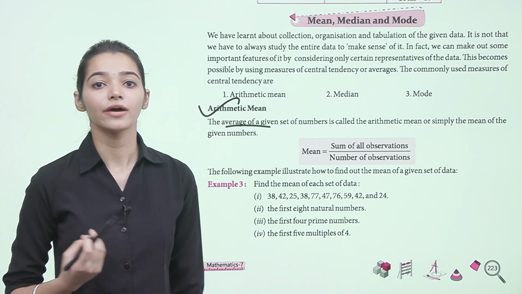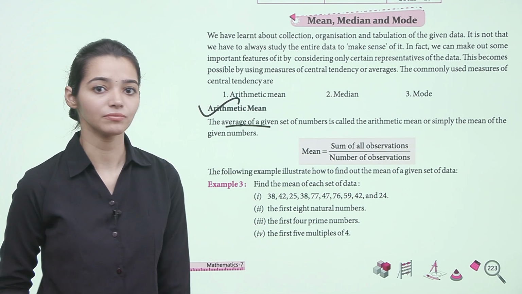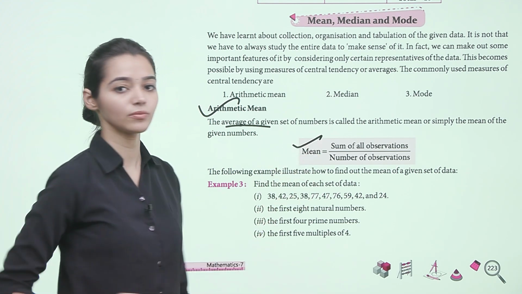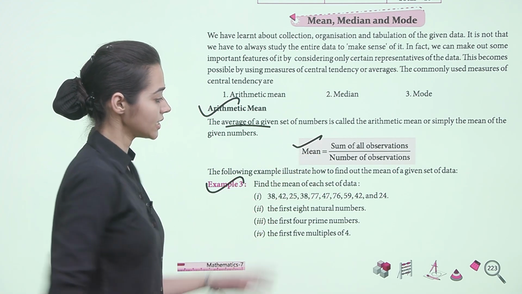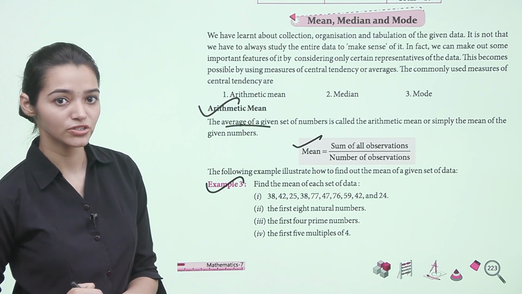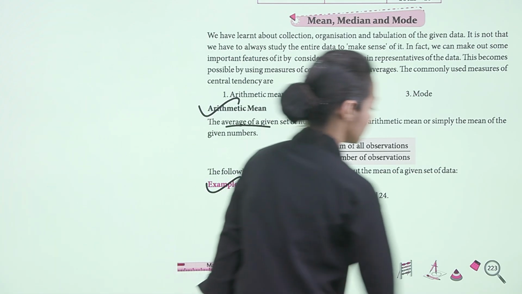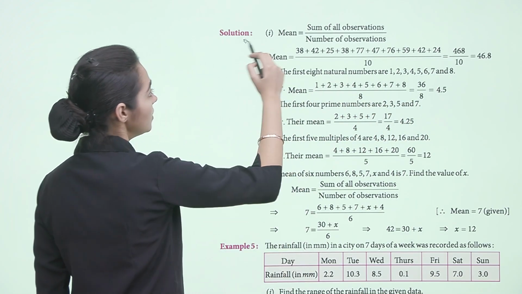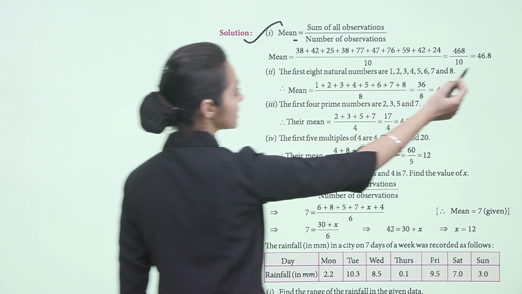Arithmetic mean is what? The average of a given set of numbers, or simply the mean. Mean is the sum of all observations upon the number of observations. In this example, we have to find the mean of each set of data. The mean of this data is 46.8.